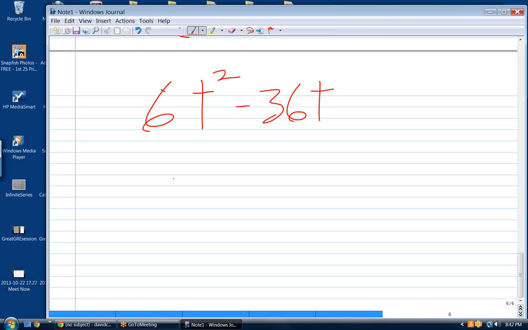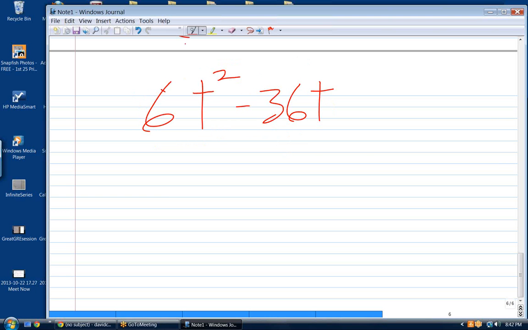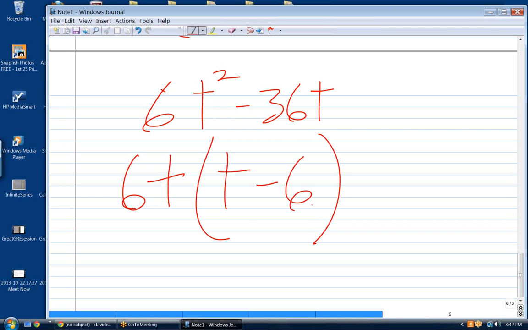So, all right. What can I do here? Difference of perfect squares? No, it's not. Not quite, because that's not a perfect square, nor is that. So maybe if we factor out a greatest common factor first. 6t. What's left? T minus 6. That's actually the answer. This isn't a perfect square problem. It's a factoring problem, but it's just a greatest common factor problem.